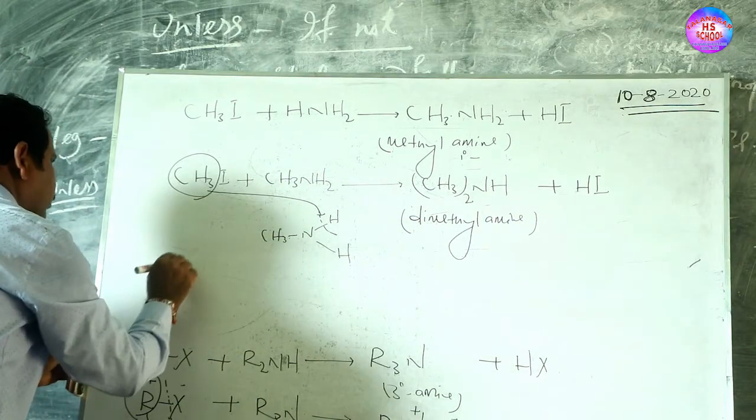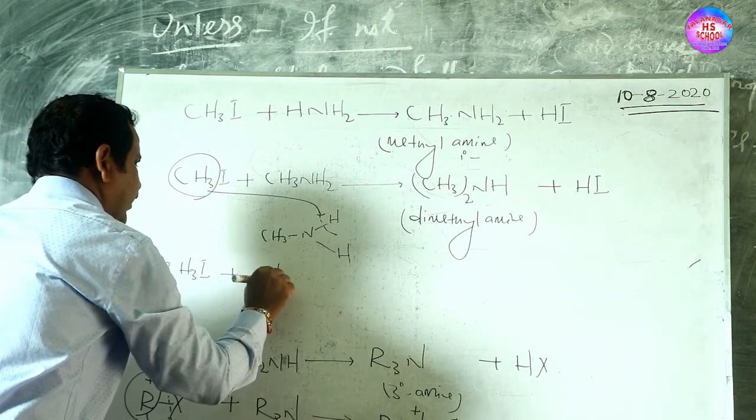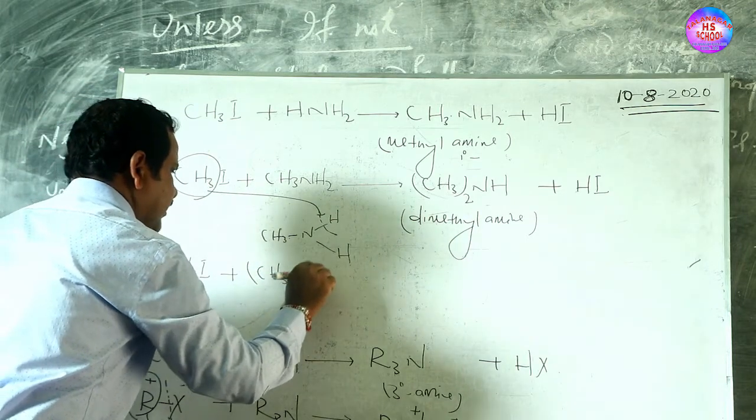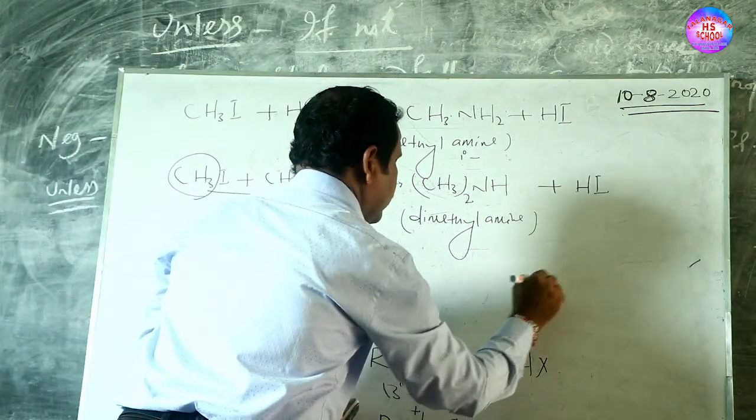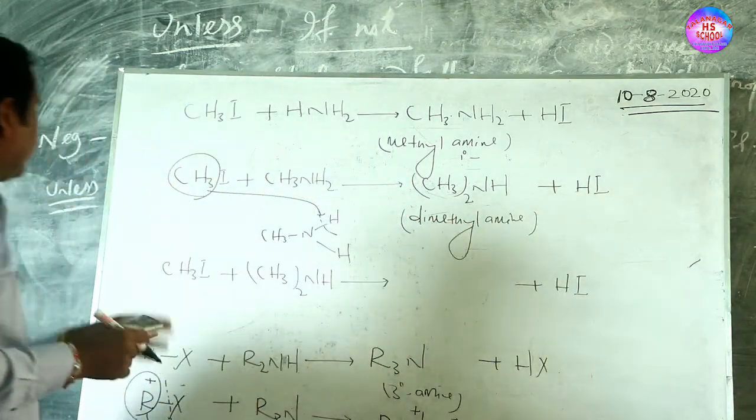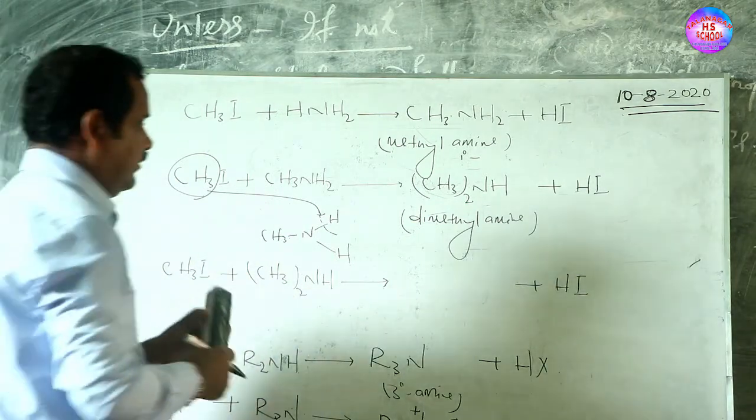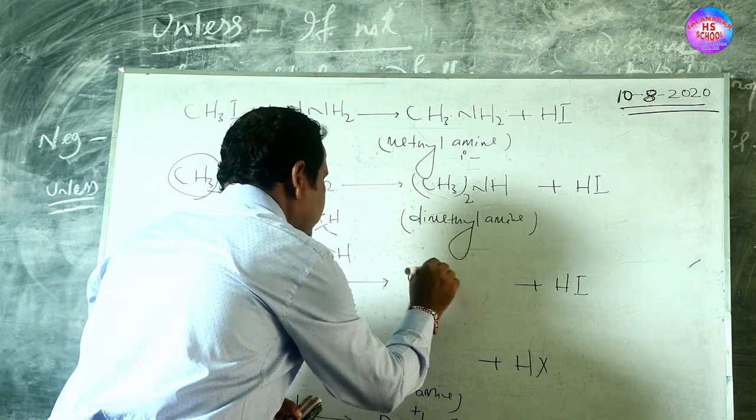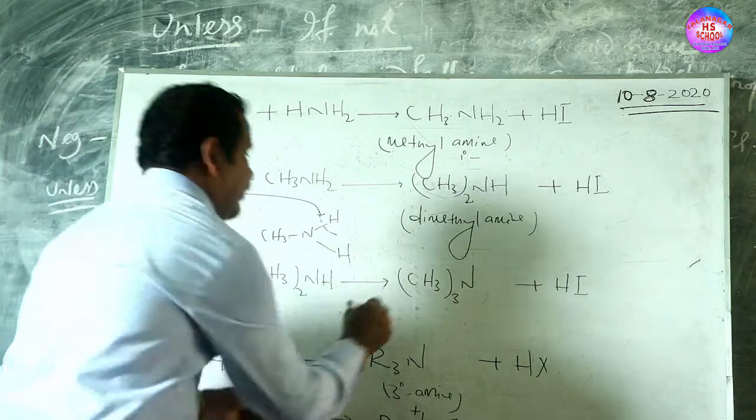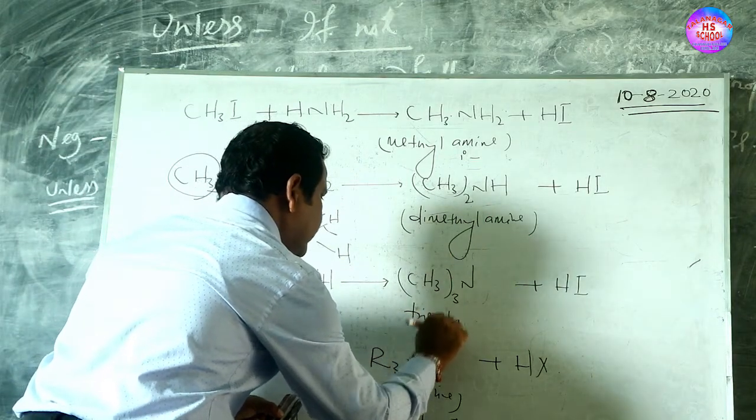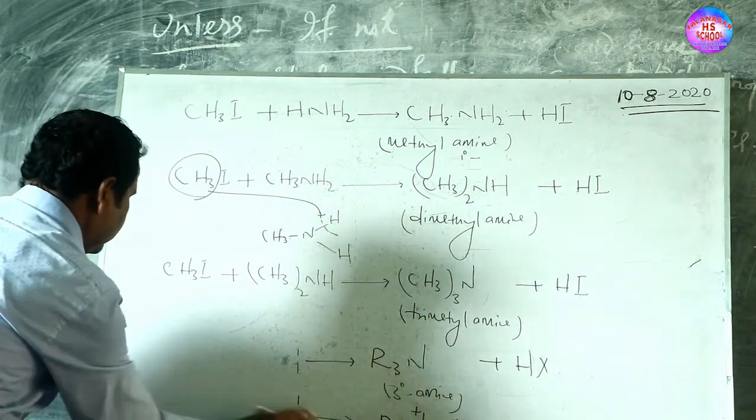Again, methyl iodide plus dimethylamine, (CH3)2NH, we get HI and CH3, and it is (CH3)2. Total (CH3)3N, trimethylamine. So trimethylamine.